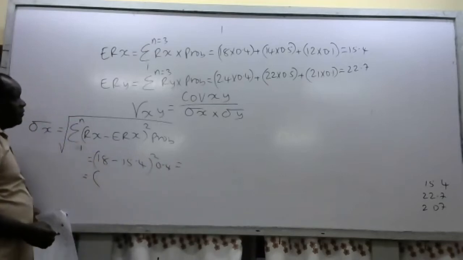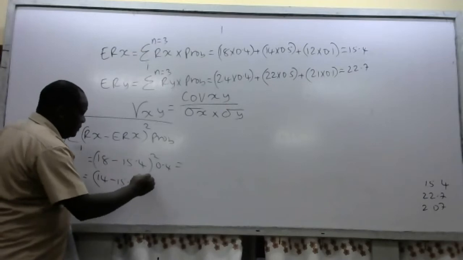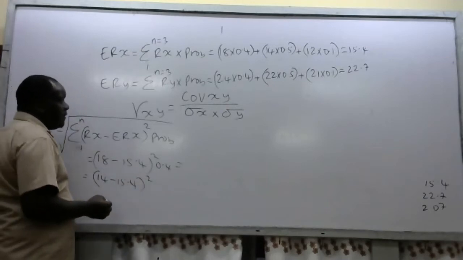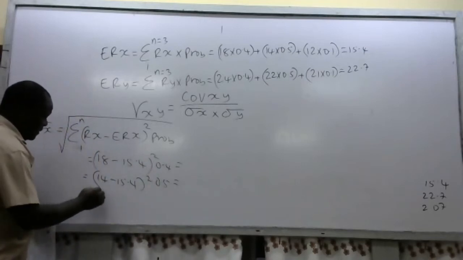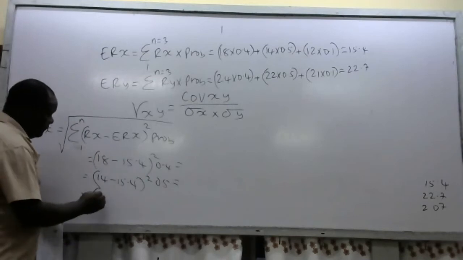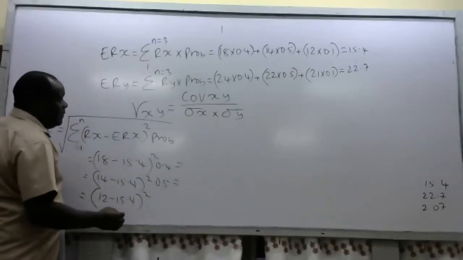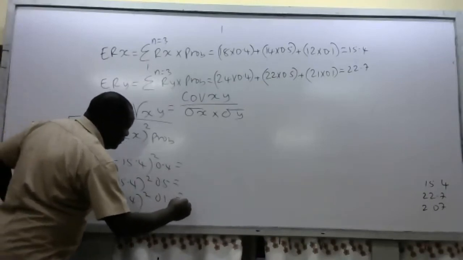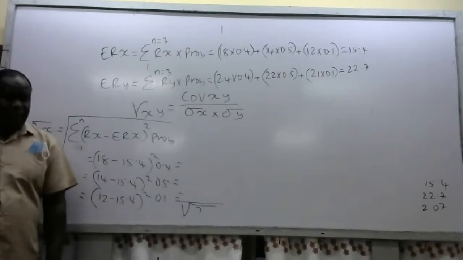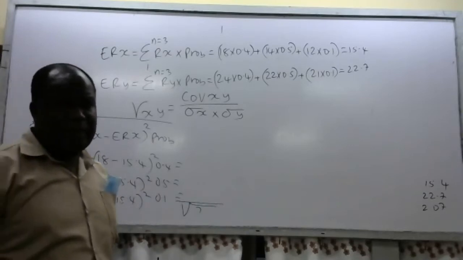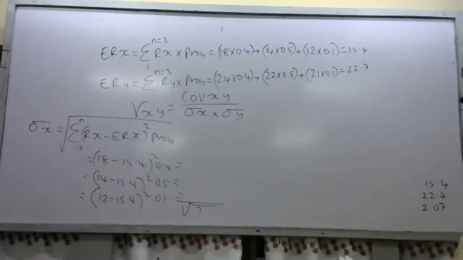We go to the second one, it was 14, we minus 15.4, also square. The second probability was 0.5, we get the value for that. Then the last one was 12, we minus 15.4, we square. The probability is 0.1. When you add them, you get the total, and the square root will give you the standard deviation for x.